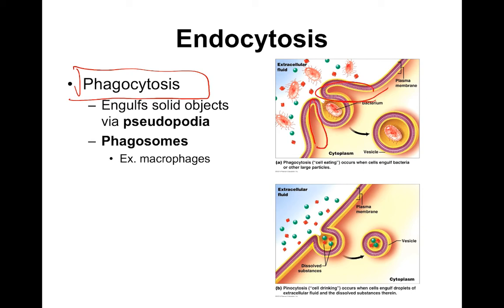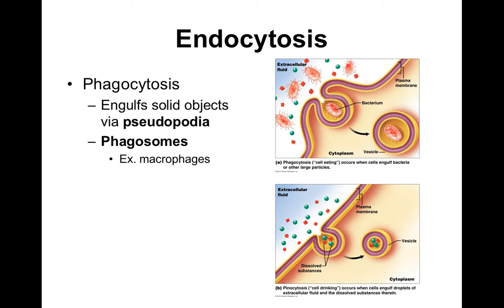Pseudopodia means fake feet. And the cell membrane basically comes up and around a bacteria or a larger molecule. Anytime we're dealing with this, cell eating is phagocytosis. It moves in, creates a vesicle, and in the case of white blood cells, this phagosome, as you can see here with the bacteria in it, will then merge with a lysosome, which we just finished talking about in the previous lecture. And the lysosome will help digest the bacteria and break it up so that it no longer can harm the body or the organism.